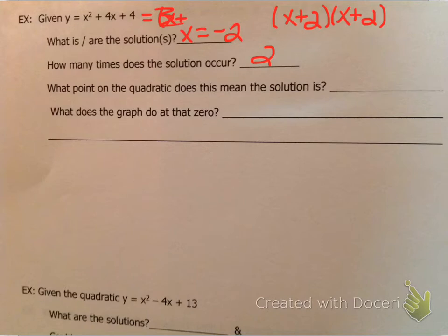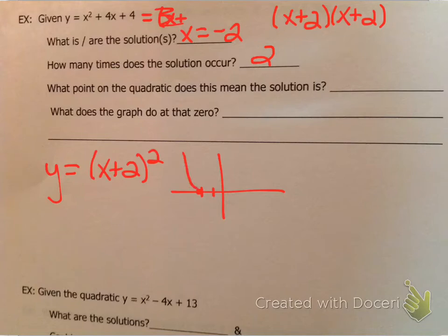And so graphically, this would have been the same thing as x plus 2 squared. So it's just your parent quadratic shifted 2 units to the left. And so the vertex is the x-intercept. Okay, and what your graph is doing is being tangent to the x-axis.